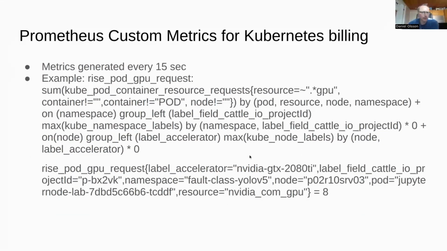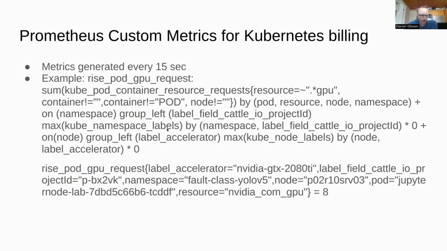So what about the custom metrics we have added to Kubernetes to do billing and resource monitoring easier? So this is one example. This is the PromQL for generating how much GPU resources each pod is using at any given time. This is run every scrape interval. We are running it every 15 seconds.